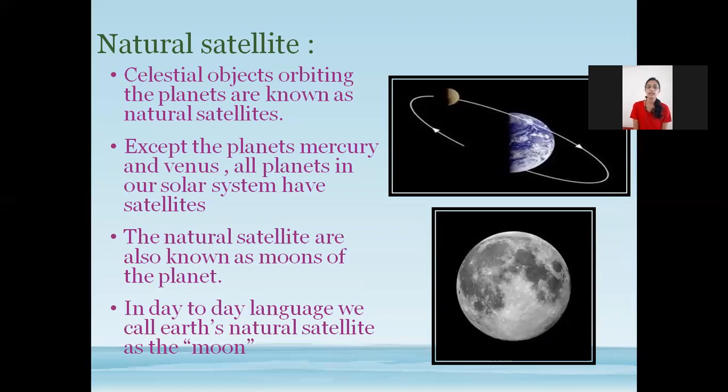In our day-to-day language, we call Earth's natural satellite the moon. You have observed the big white object in the sky that shines during the night time; it is known as the moon. The moon is the natural satellite of our Earth. Likewise, every other planet except Mercury and Venus has its own moon, meaning its own natural satellite. Let's move on to what an artificial satellite is.